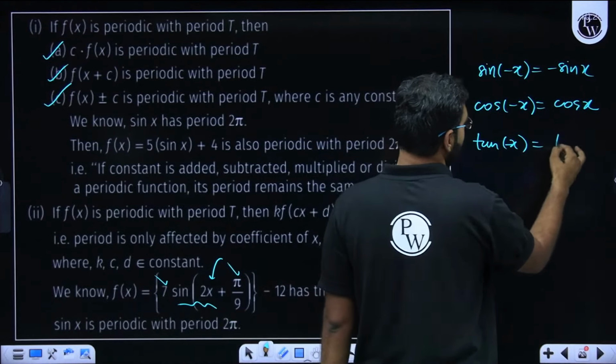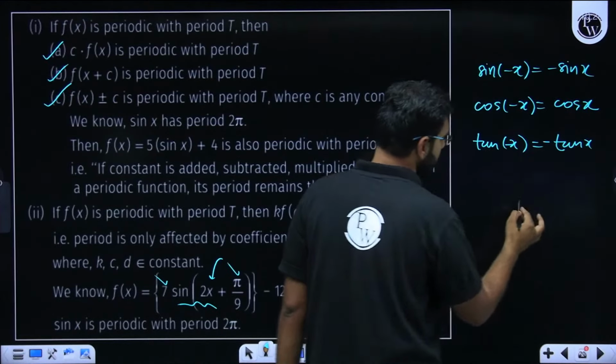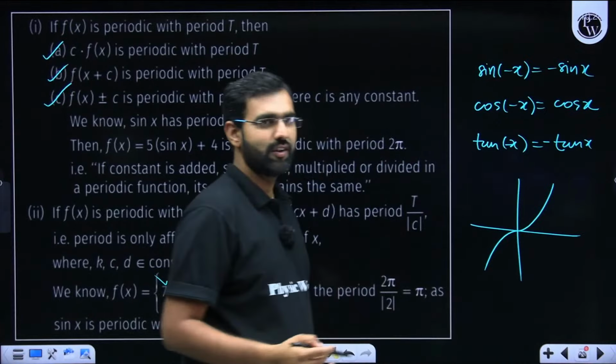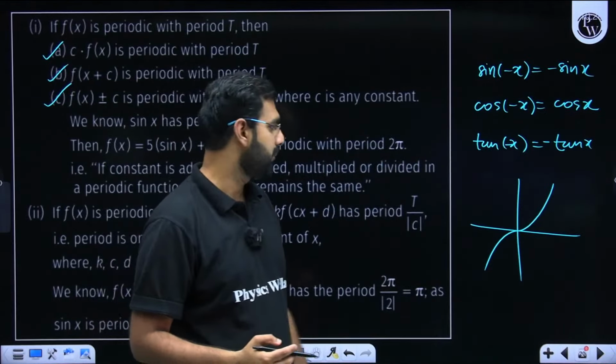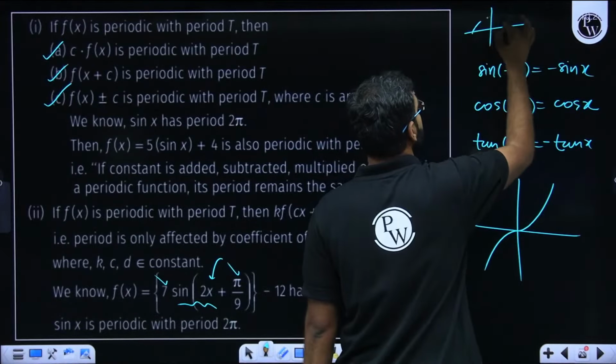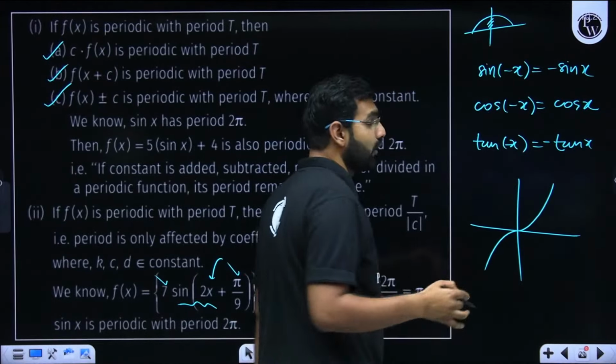And even whenever you see a function which is symmetrical with respect to origin, that is an odd function. And whenever you see a function which is symmetrical with respect to the y-axis, it is an even function.